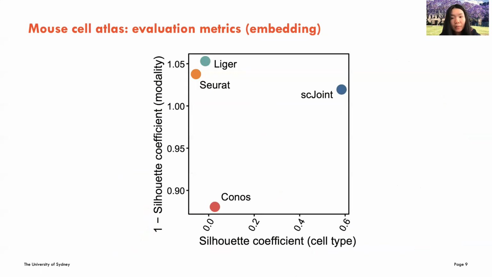This observation can be confirmed by the evaluation metrics. Here we use silhouette coefficient to evaluate how well the joint embeddings of different methods preserve the cell type signals and remove batch effect. On the x-axis, a higher coefficient indicates the cells of the same cell type are staying closer to each other, while higher values on the y-axis indicate how well the batches are mixed. Therefore, the best method should be in the top right corner, which is scJoint, as it achieves the best performance in balancing the modality effect removal and cell type signal preservation.